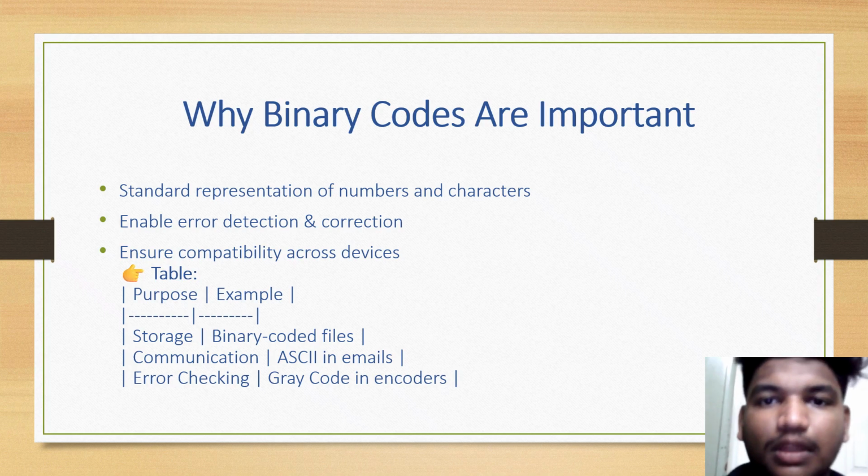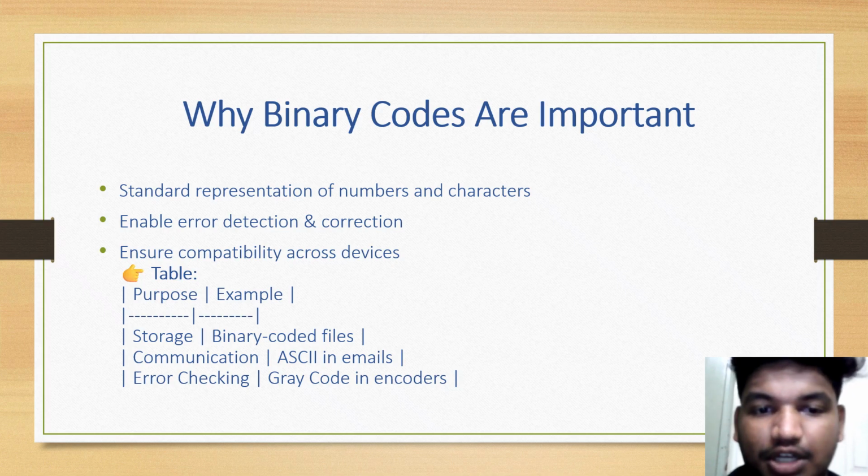If we send information to the computer, it understands it in the binary language. Understanding my point? Every number has a code, a binary code. If capital A has code 65, it is represented in binary. It goes to computer processing and the computer understands that language. Every key has a specific binary code. Here we have seen storage, binary code files, communication, ASCII codes in emails, error checking, and Gray code in encoders. We use binary codes for all these, so they are important.